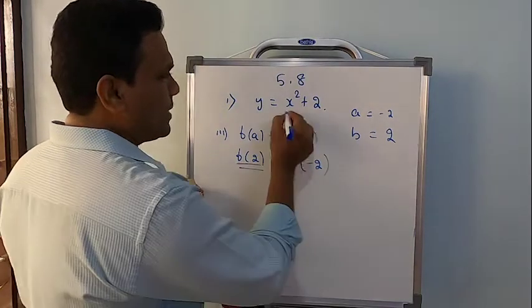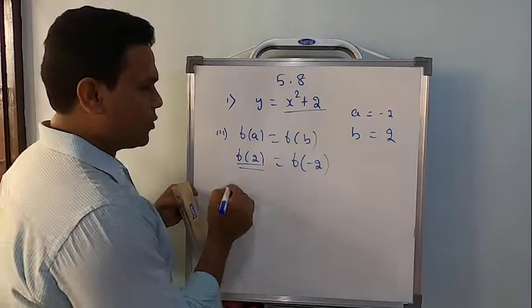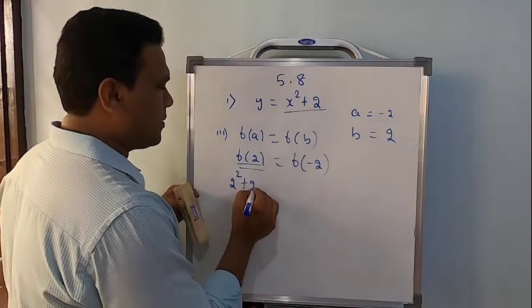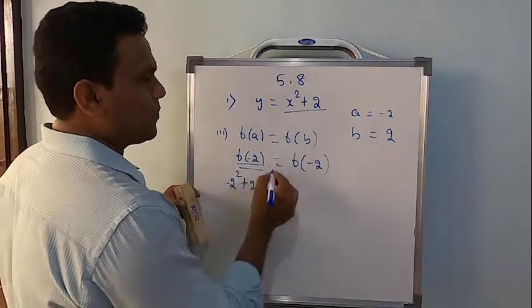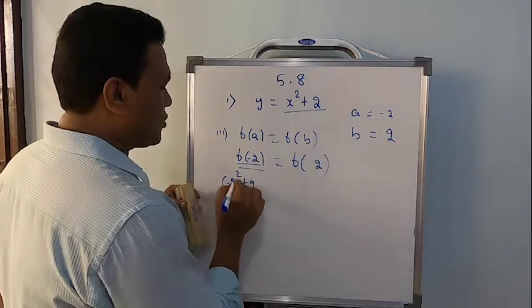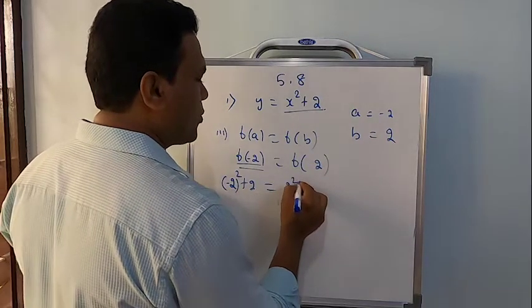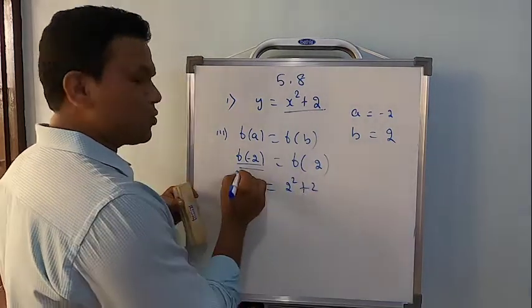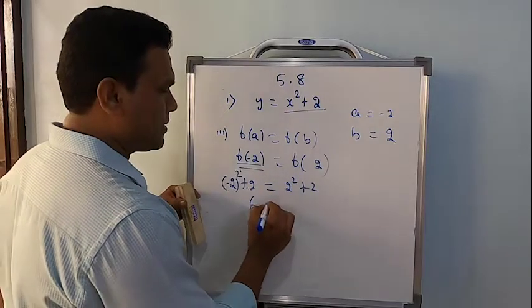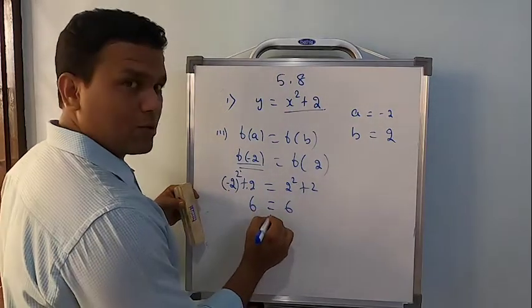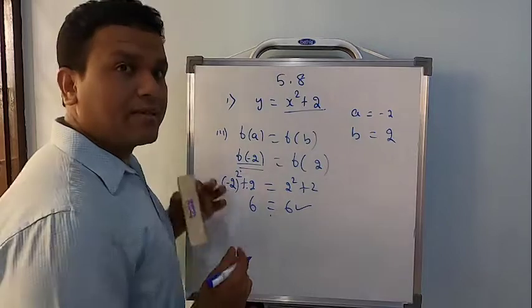What does f of 2 mean? In the given function, replace x by 2. So it's going to be 2 square plus 2. And f of minus 2 is minus 2 square plus 2, equal to 2 square plus 2. 2 square is 4, 4 plus 2 will be 6, equal to 6. It's possible, right? I check this condition.